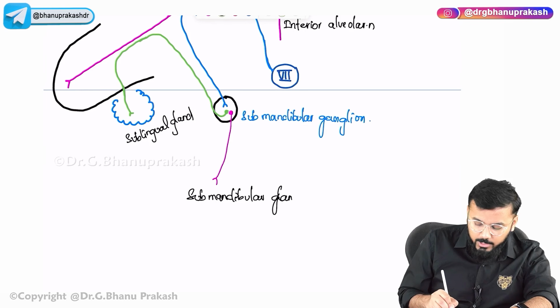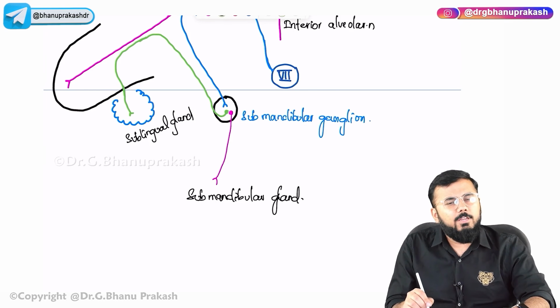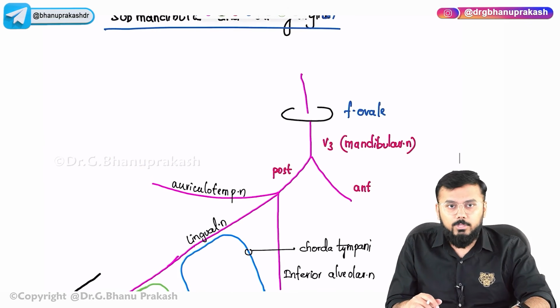Submandibular gland. So you have got two types of glands, sublingual gland as well as submandibular gland. Then who is innervating your parotid gland? To see who is innervating the parotid gland, we have to go a little to the top.